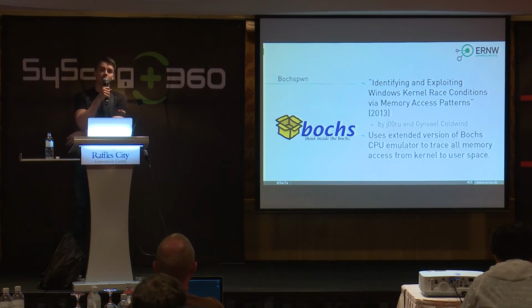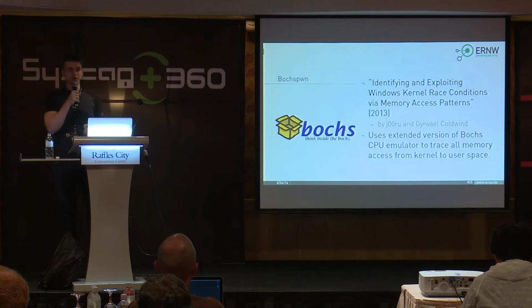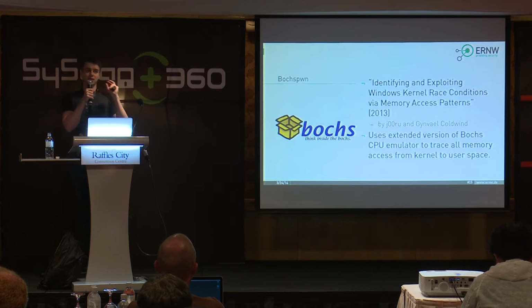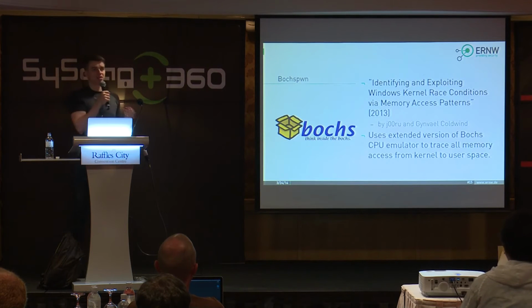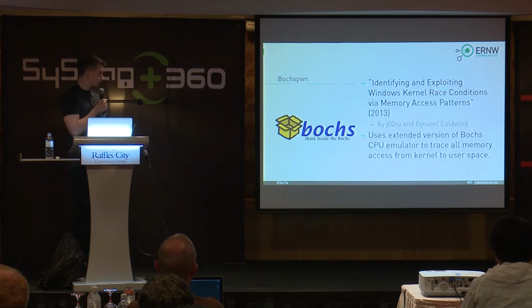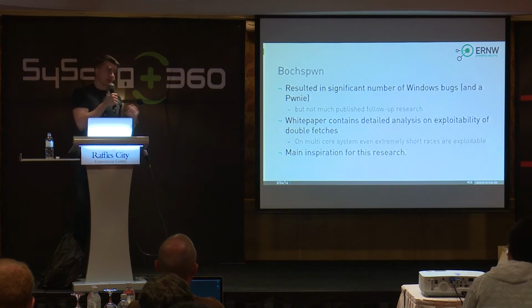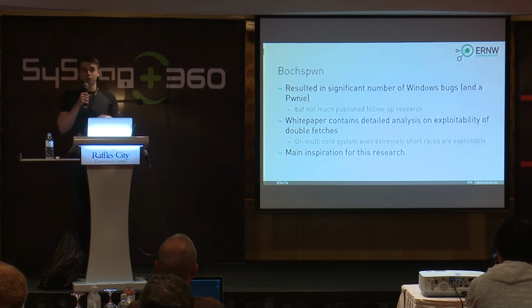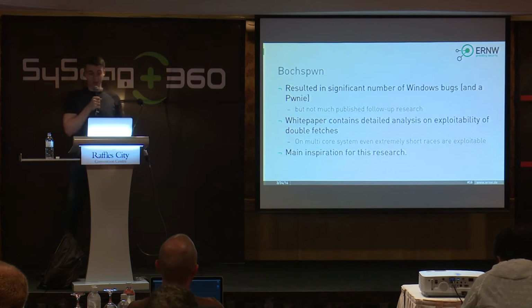The core idea is that you have an extended version of Bochs, the Bochs CPU emulator, and they trace all memory accesses from kernel to user space to look if the kernel accesses a single memory address multiple times in a row or in a short time frame. This is an indication of a double fetch vulnerability. If they find this, they do manual analysis and start looking at that code path in more detail. They used this tool successfully to find a significant number of Windows bugs. They had a lot of local privilege escalation bugs discovered in Windows. They also won a bounty for that, which was well deserved.